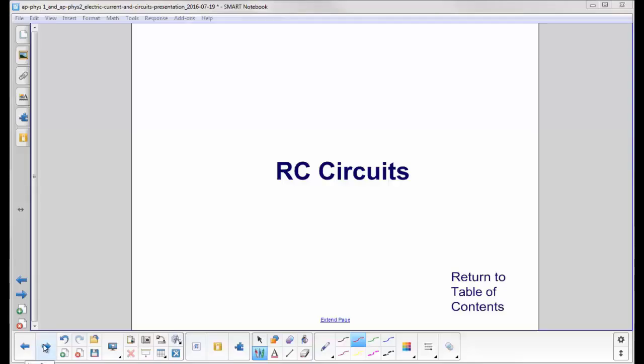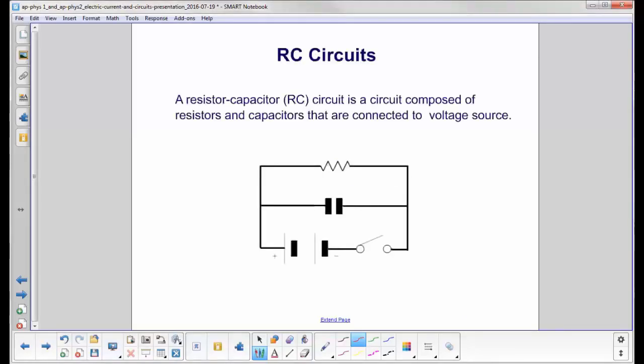RC circuits. A resistor capacitor, otherwise known as an RC circuit, is a circuit composed of resistors and capacitors that are connected to a voltage source. This is the symbol for the battery here that's shown sometimes, as opposed to what we've used, and we've actually used this. This is a capacitor, right? We've shown it like that, and this is a resistor.